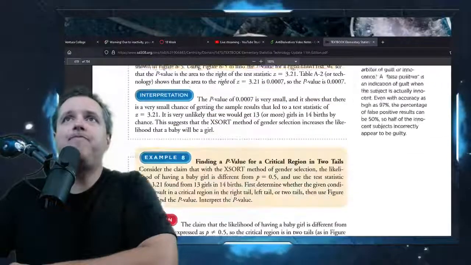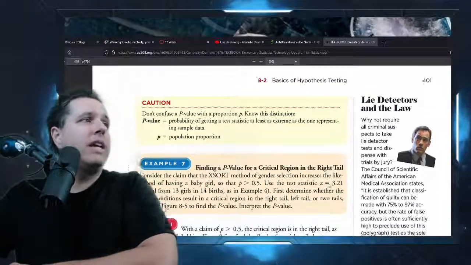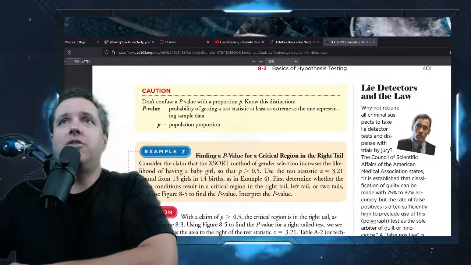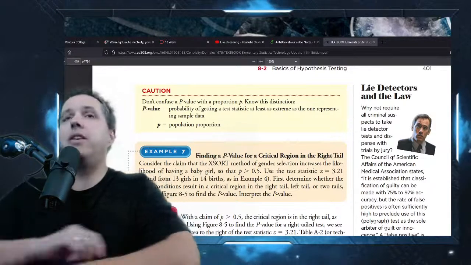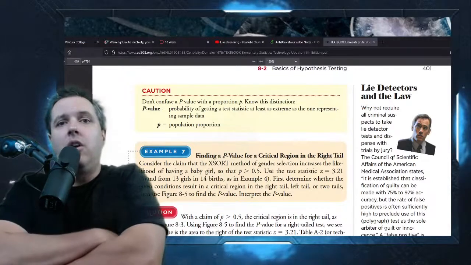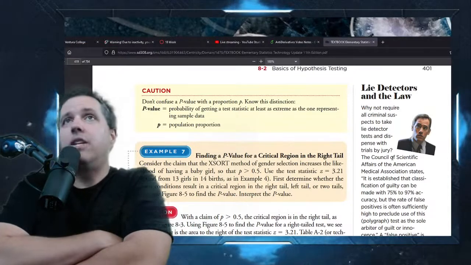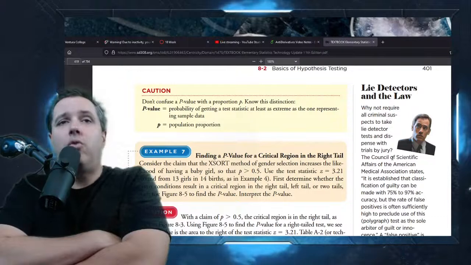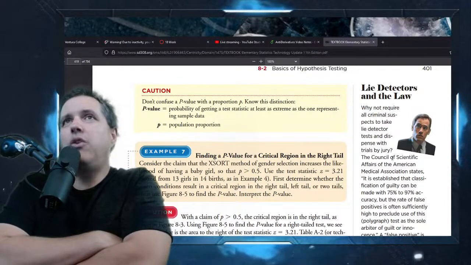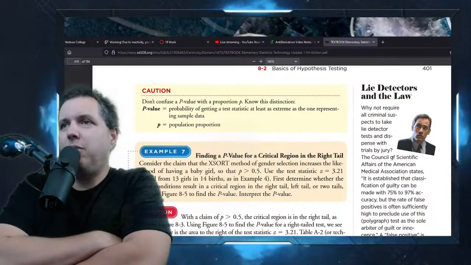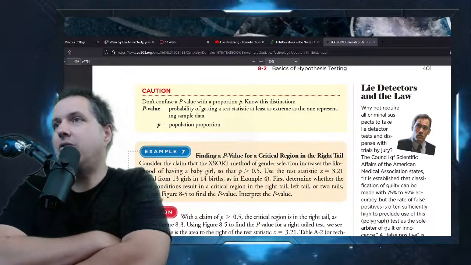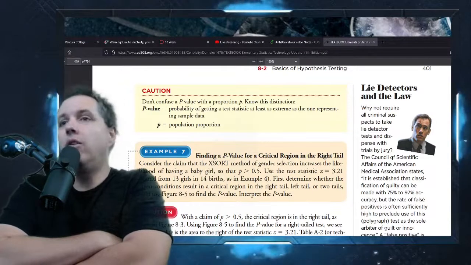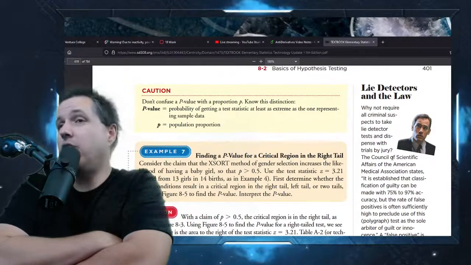So, lie detectors and the law. This little side story is actually relevant. That's why I wanted to talk about it when we talk about the errors that you can get with these kinds of tests. So the question is, why is it that we don't just give lie detectors to people all the time? Why isn't every criminal given a lie detector test? Well, it's because lie detector tests actually aren't very good.